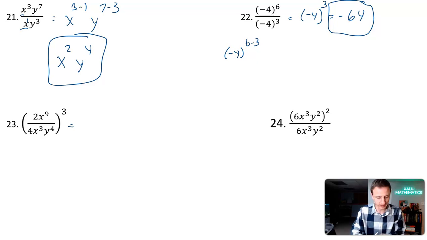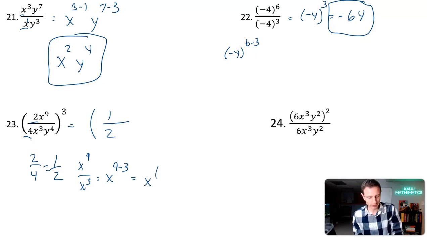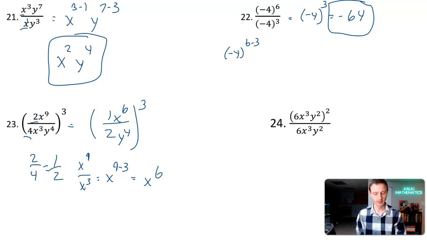I'm able to condense the inside because I notice 2 and 4, that's a fraction. 2 over 4 simplifies down to 1/2. So I'm going to simplify that fraction just like normal. And then I also have x to the 9th over x to the third. That could be simplified because we have an x on top and an x on bottom. That's going to be 9 minus 3, which is 6. So I get x to the 6th. I don't have anything to do with the y, so I'm going to leave that as y to the 4th on the bottom there, and that is being raised to the third power.